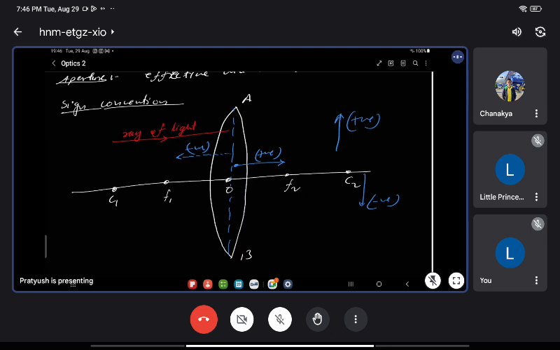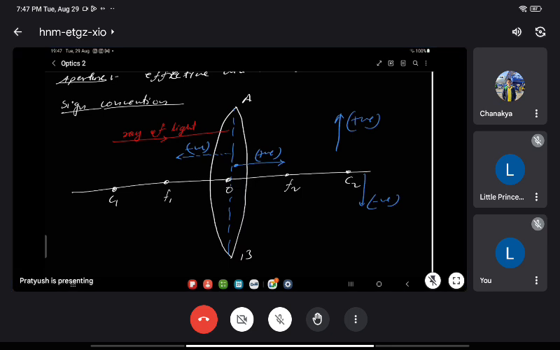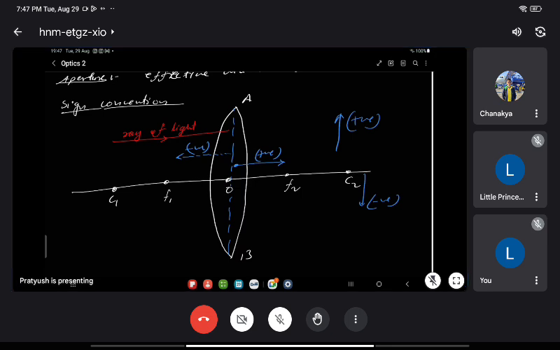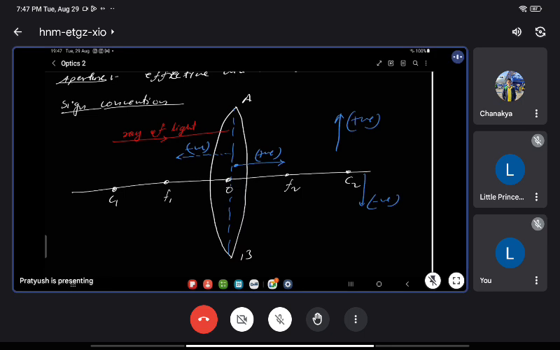Next was types of lenses also we have seen, right? Types of lenses we have seen, and terminology for lenses that also we have seen. And next was sign convention. That also we have seen.